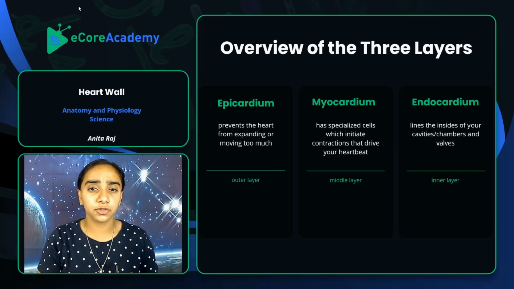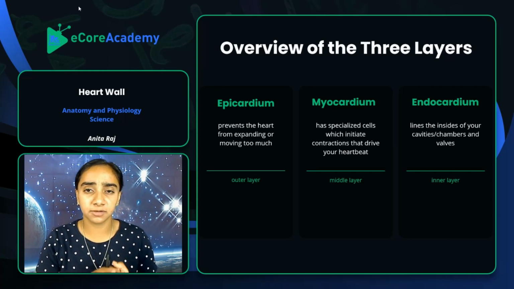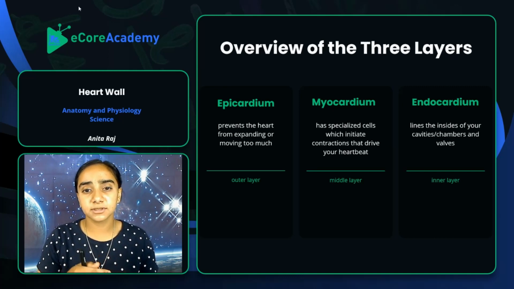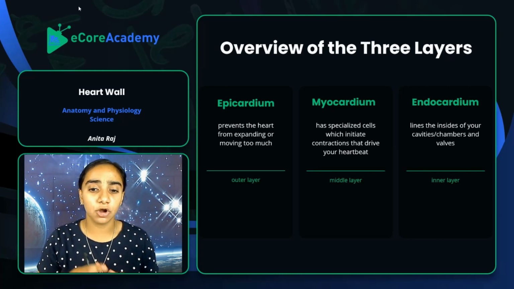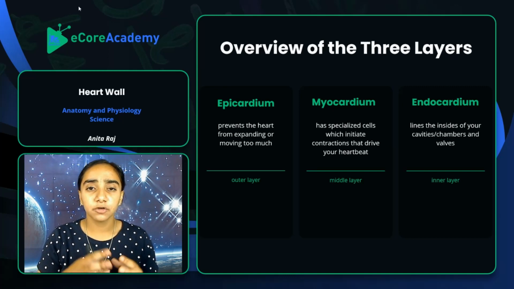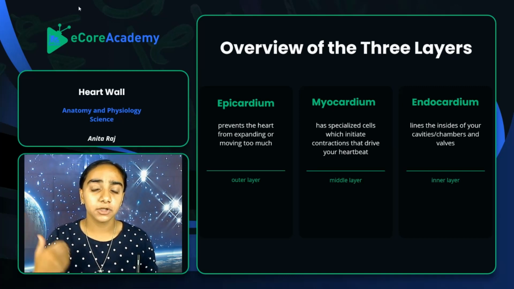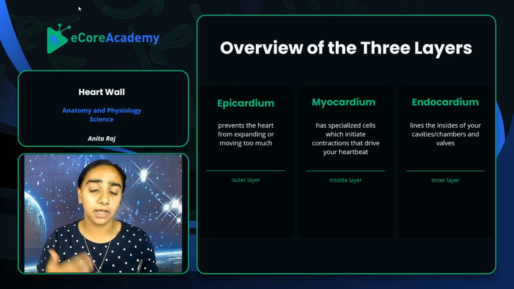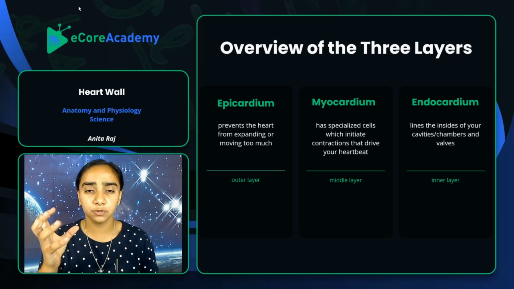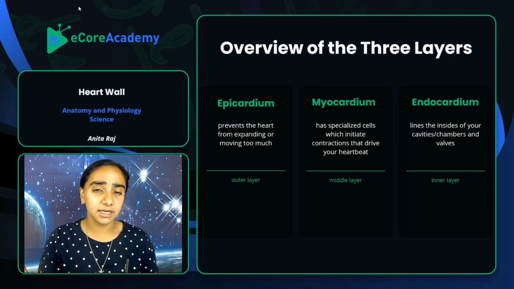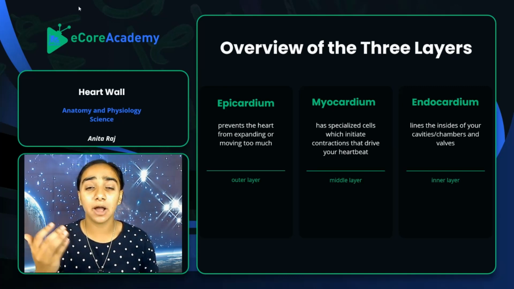So here's an overview of the 3 layers so you know exactly what we're going to be focusing on. The outermost layer is the epicardium. It prevents the heart from expanding or moving too much. Remember, the heart is a hollow muscular organ. It's constantly pumping in rhythmic contractions to get blood to your lungs to get oxygen and then out of your aorta and through your body. In order to do this, the heart has to pump quite a bit. And if you've seen animations of this, you know how aggressively your heart beats.